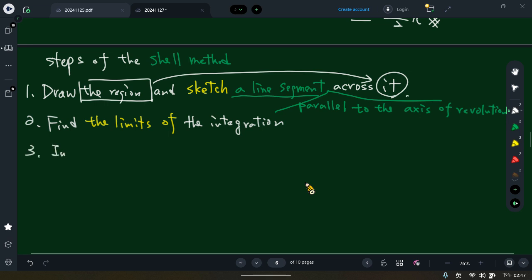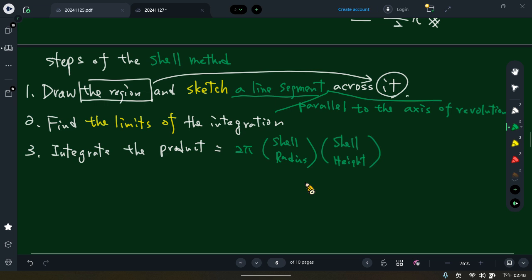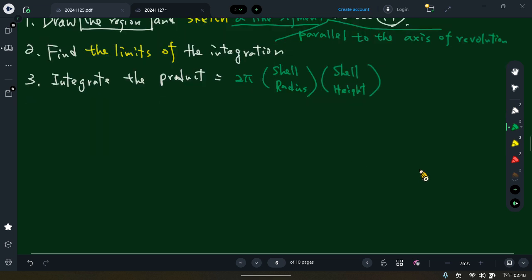And the third one is integrate the products: 2 pi times shear radius and shear height. Okay, so I give you an example of how to distinguish.